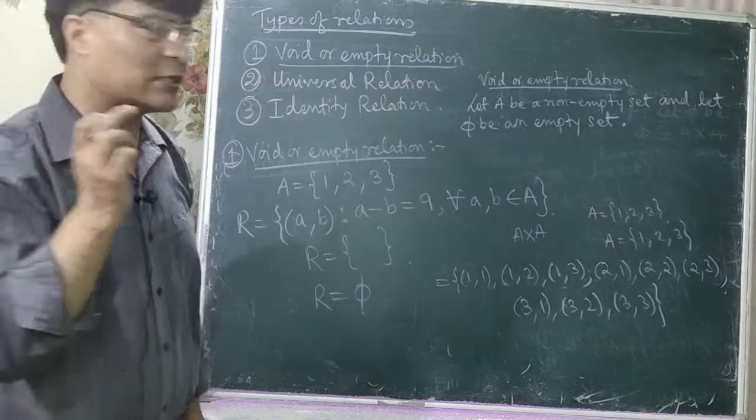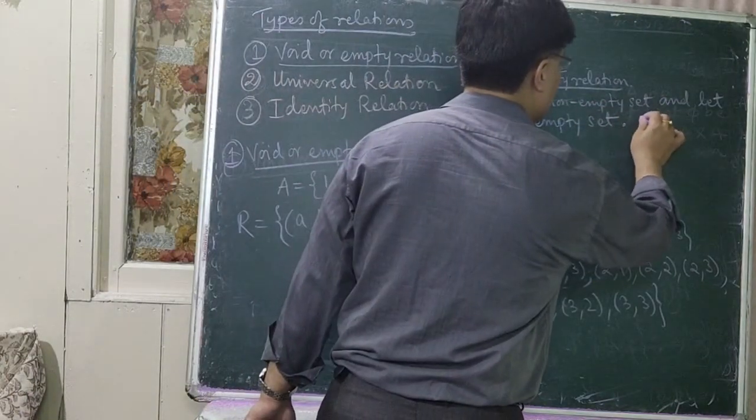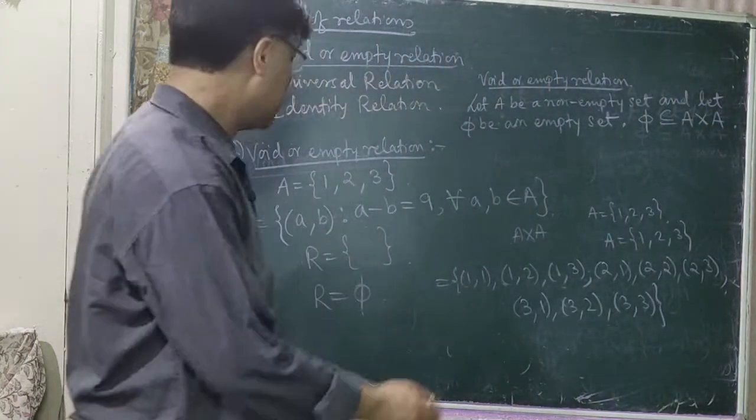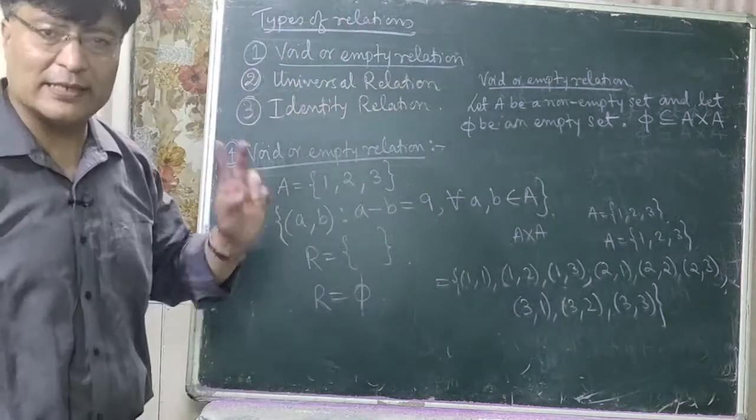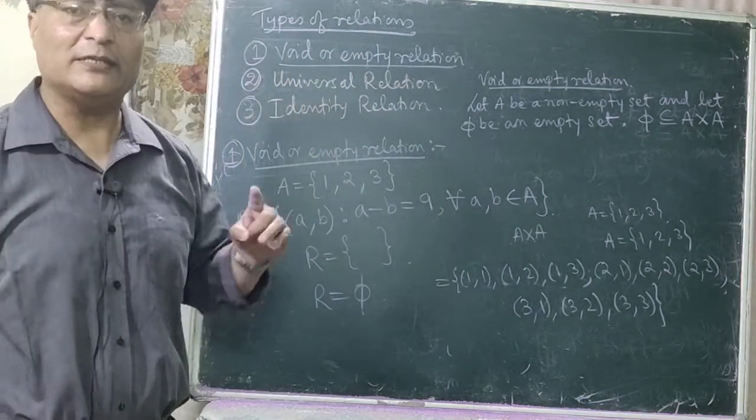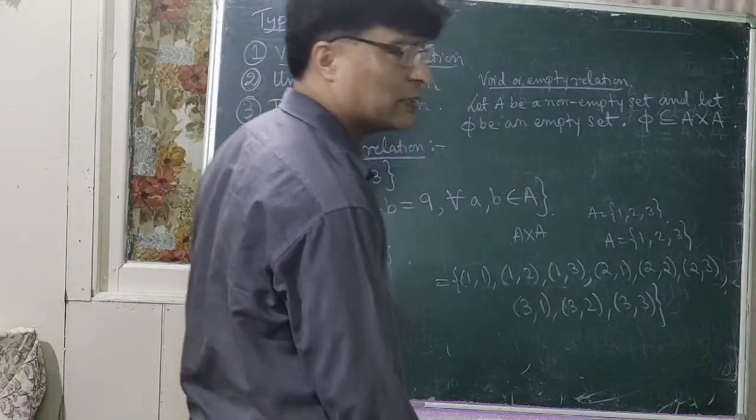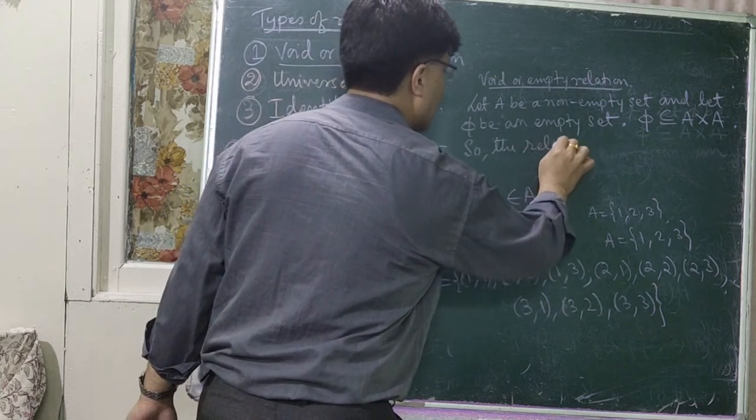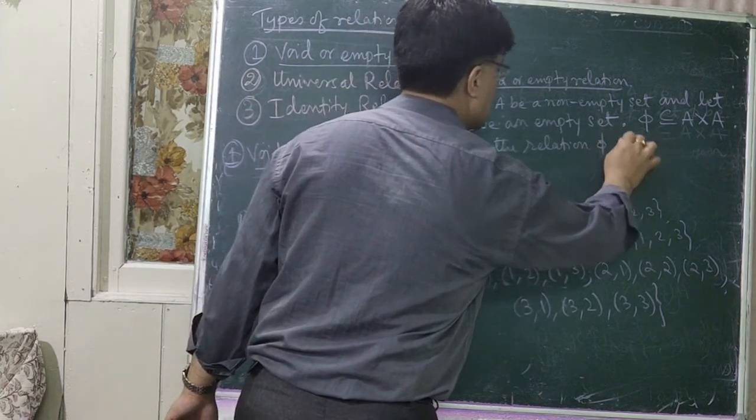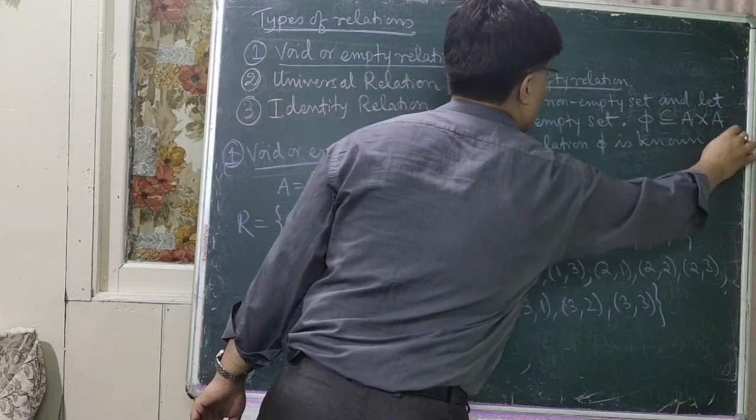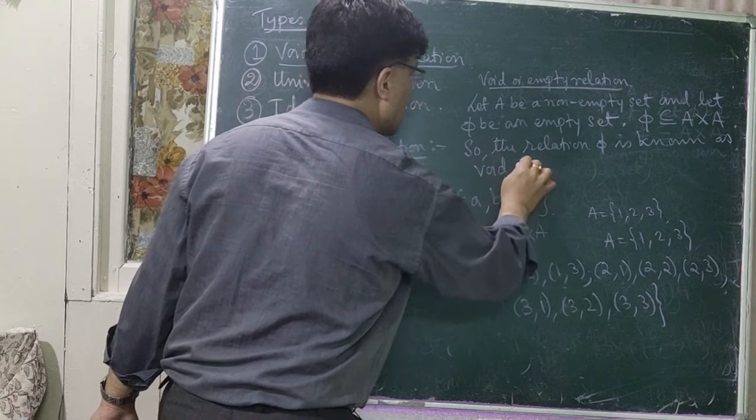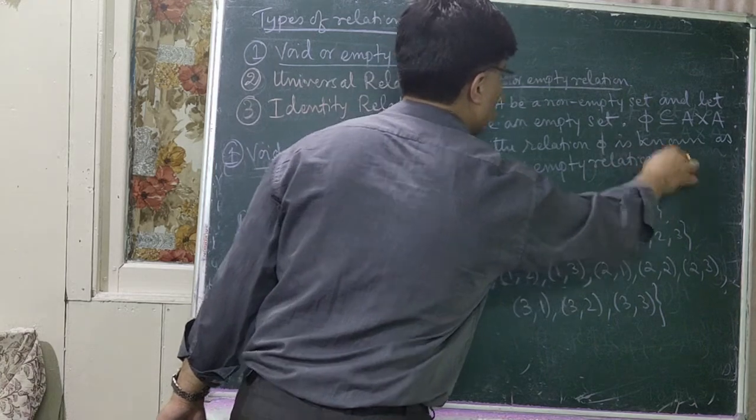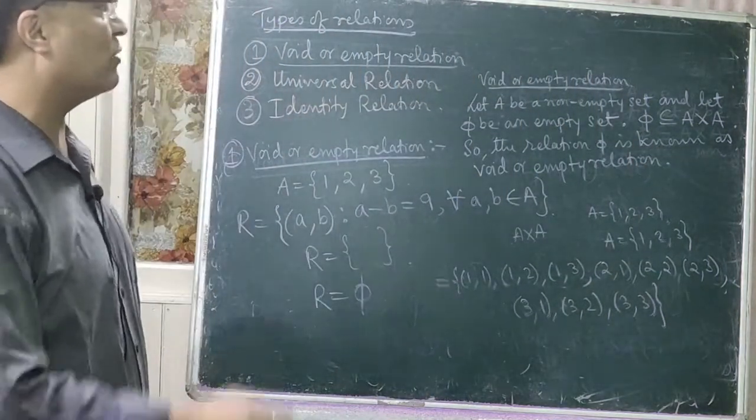An empty set is a subset of every set. That is, you can write here phi is a subset of A cross A. So here you can write phi is a subset of A cross A. So the relation phi is known as void or empty relation. Is that clear?